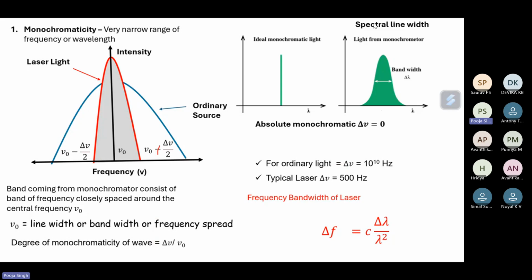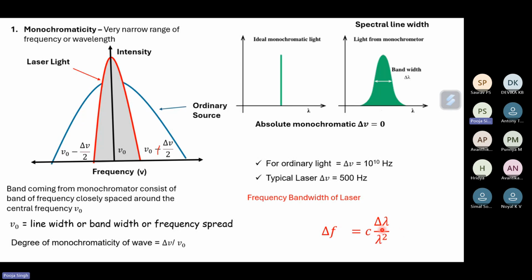But if we look at ordinary light, the range of the frequency we get is 10 to the power 10 hertz. But for the laser, the variation is very small. The change in the frequency is only 500 hertz. Okay, so if we have to calculate the frequency bandwidth of the laser, frequency bandwidth means delta f. Delta f also represents delta nu only, which is equal to c delta lambda upon lambda square.